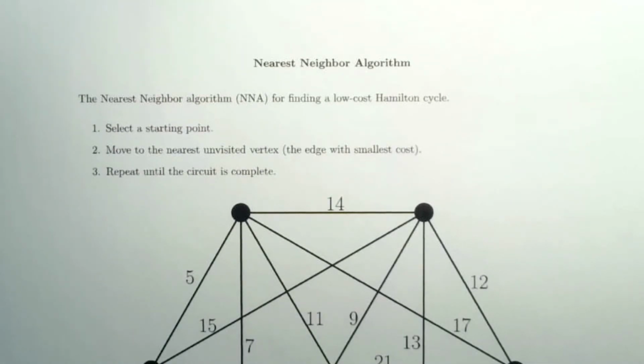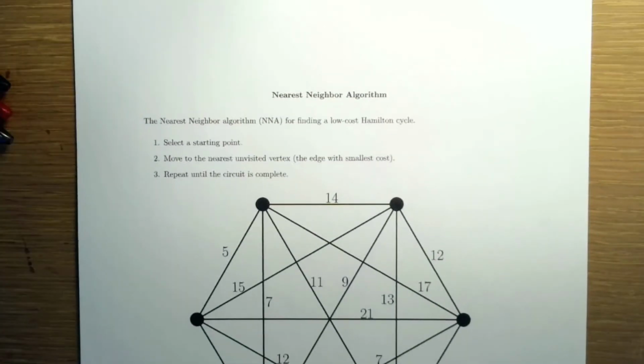So here's the algorithm itself. It has 3 steps. You have to select a starting point that's a vertex, so you've got to pick a vertex to start at, and then at each step you're going to add an edge by moving to the next vertex. But the way you decide what is the next vertex is by going with the cheapest available edge. And then you just keep repeating this until you come back to the beginning. So we'll run this algorithm on an example graph, which we have right here.